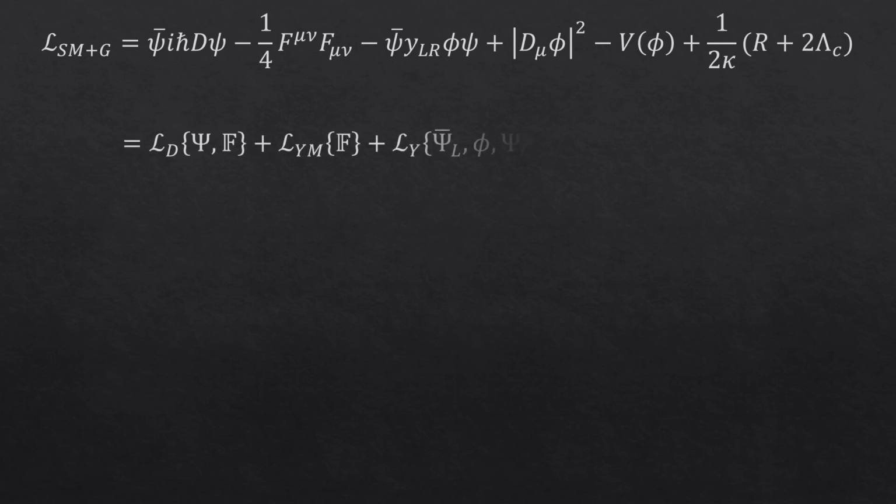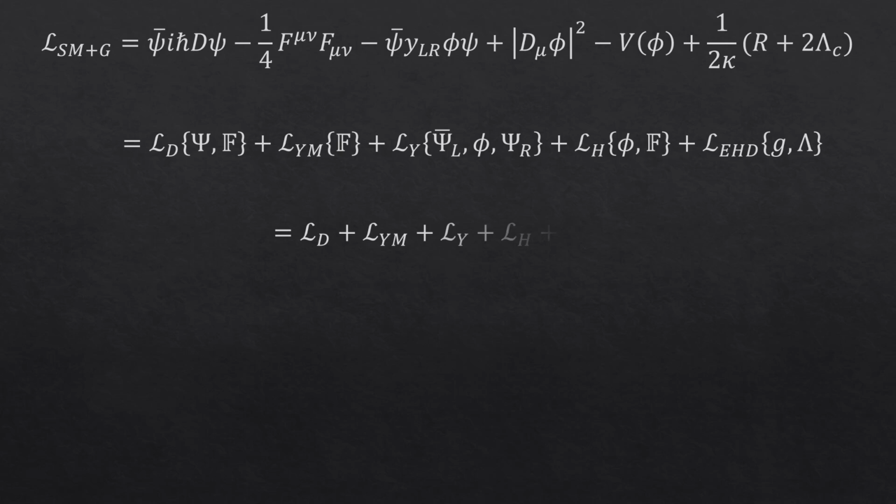We can write these in terms of their explicit Lagrangian formulations and their dependencies, or just write them as the Lagrangian density sums directly without their dependencies, as long as we know what we're talking about. This is Dirac, Yang-Mills, Yukawa, Higgs, and Einstein-Hilbert-de Sitter Lagrangian sums. And that is then the sum of the standard model Lagrangian with the Einstein-Hilbert-de Sitter Lagrangian.